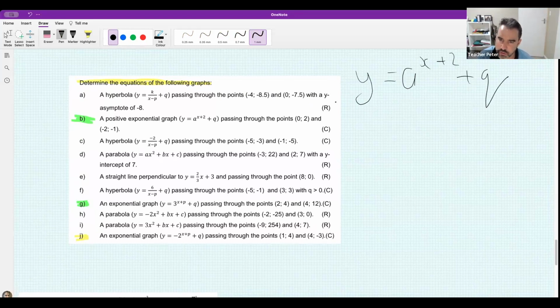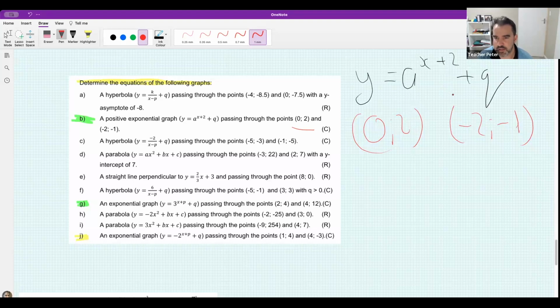It says it goes through the points (0, 2), and it goes through the point (-2, -1). In order to find the equation of this exponential function, I'm really going to have to find A, and I'm also going to have to find Q. And the way I'm going to get it is by subbing these points in. Now, the easiest one to me looks like the (0, 2). So I'm going to start there.